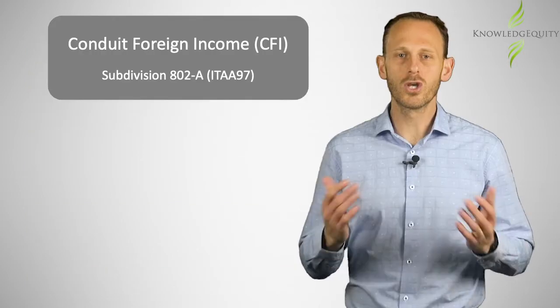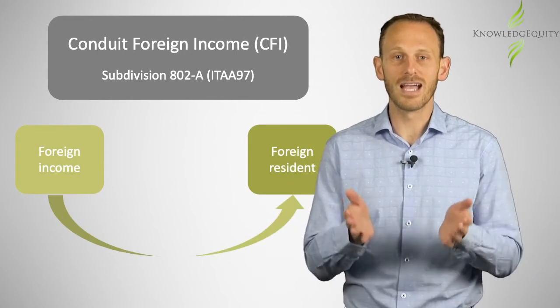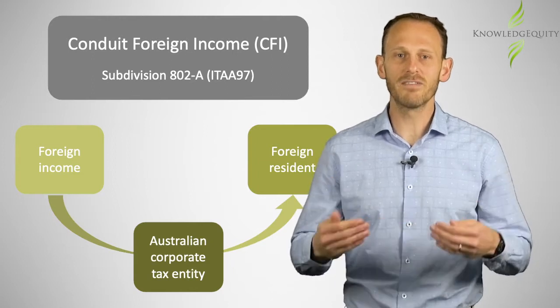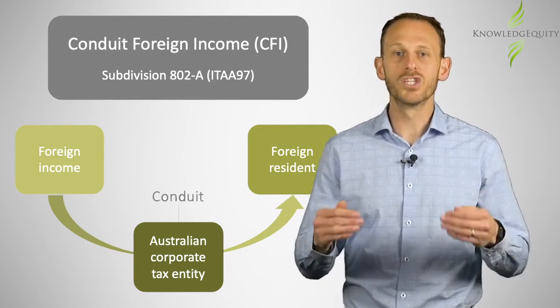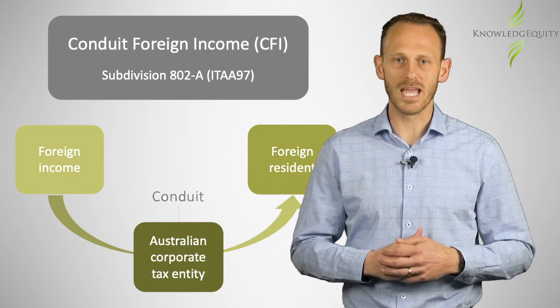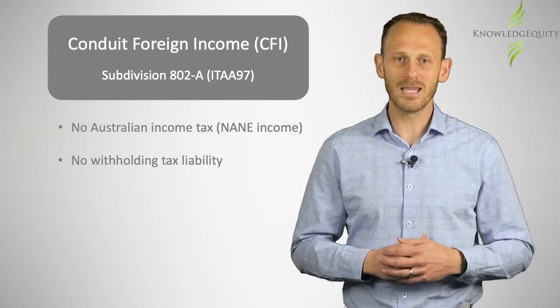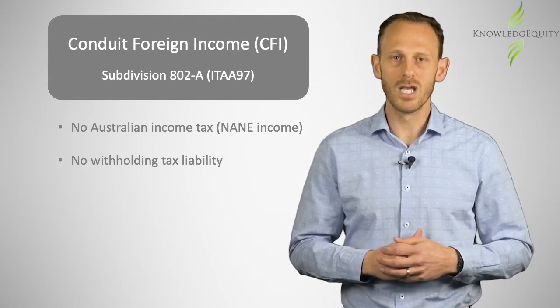withholding tax. Conduit foreign income is foreign income received by a foreign resident via an Australian corporate tax entity. That is, the Australian tax entity is effectively acting as a conduit for the foreign income. Unfranked distributions to non-residents generally trigger a withholding tax liability. However, conduit foreign income amounts do not trigger any Australian income tax or withholding tax liability when distributed by the Australian corporate tax entity to its foreign owners. This effectively aligns the tax treatment of CFI with foreign residents only being taxed on Australian-sourced income.